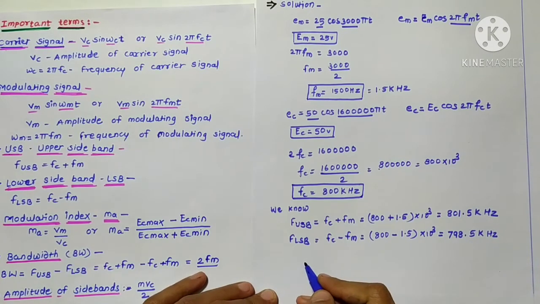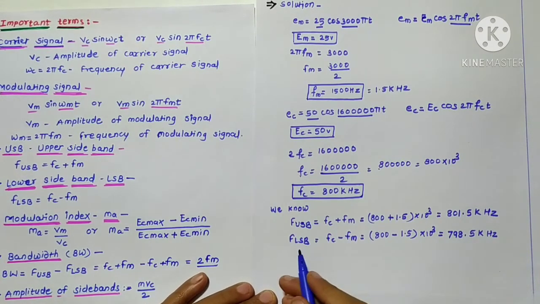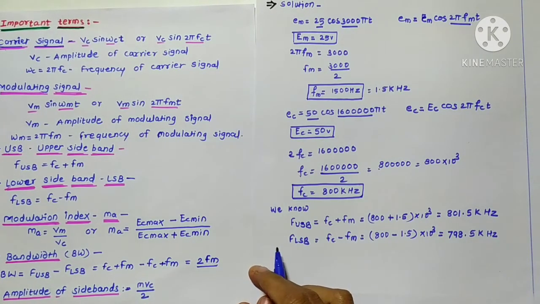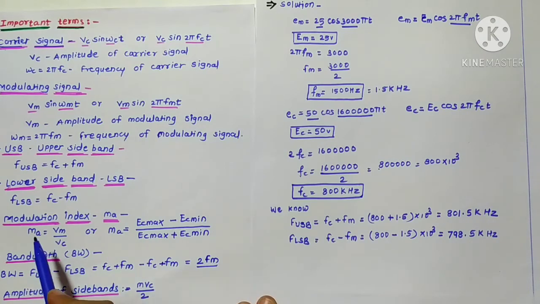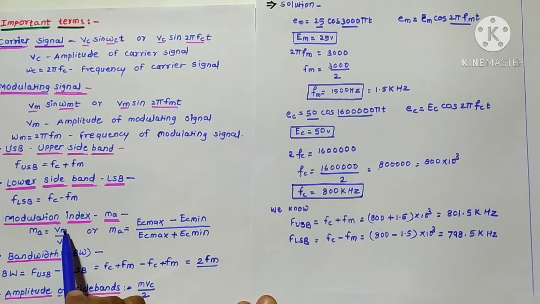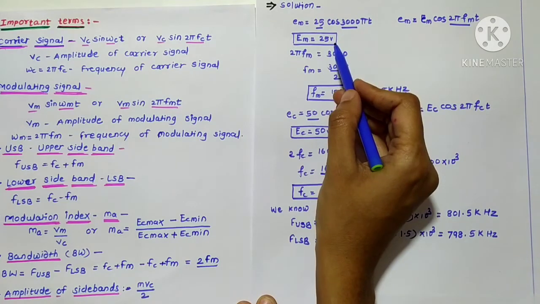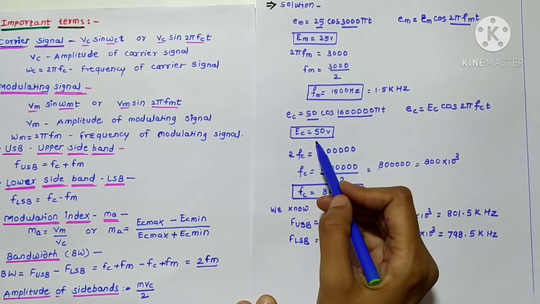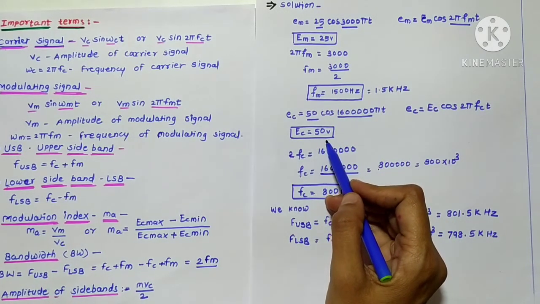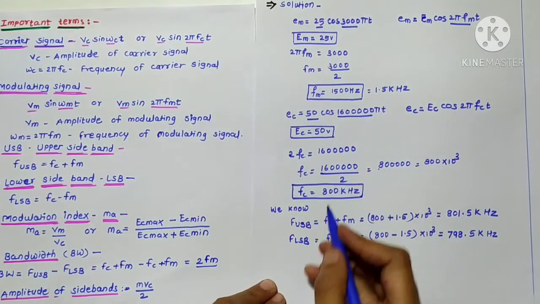So the amplitude of sideband can be found with the help of the formula for modulation index. Modulation index is the ratio of the amplitude of the modulating signal to the amplitude of the carrier signal, and as we know, the amplitude of modulating signal is 25 volt while the amplitude of carrier signal is 50 volt.